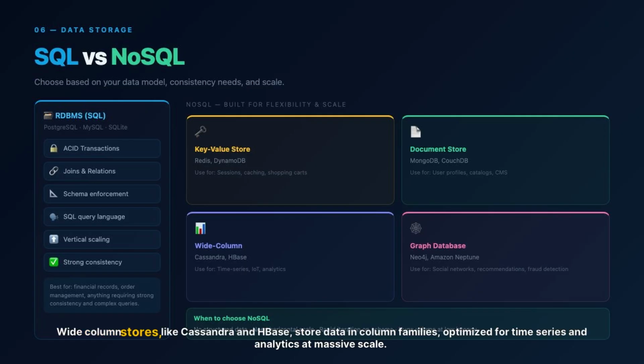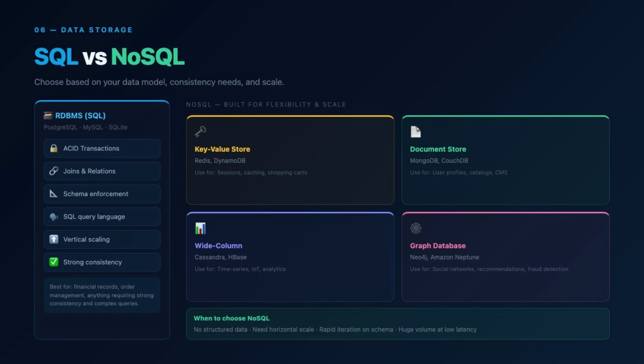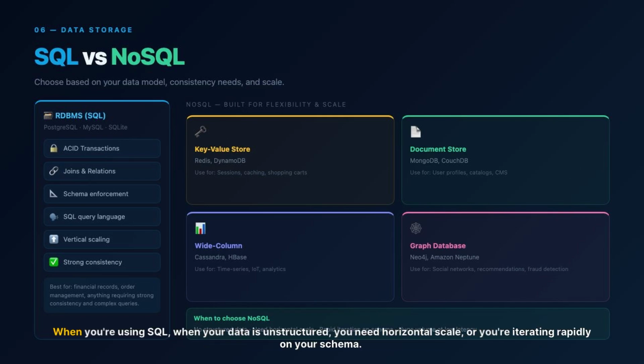Wide column stores like Cassandra and HBase store data in column families, optimized for time series and analytics at massive scale. Graph databases like Neo4j model relationships as first-class citizens, essential for social networks, recommendation engines, and fraud detection. Choose NoSQL when your data is unstructured, you need horizontal scale, or you're iterating rapidly on your schema.